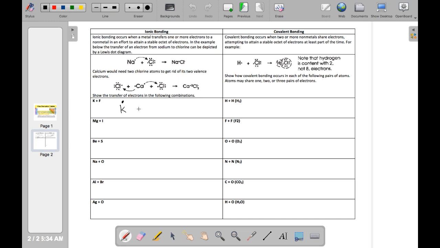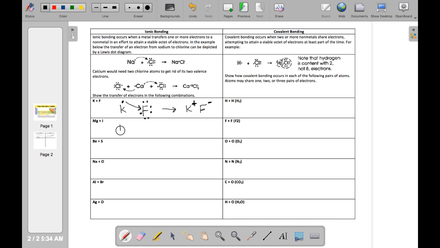Okay, well, we have fluorine, and it's going to have 7. 1, 2, 3, 4, 5, 6, 7. So visually, this makes sense. We can say this 1 electron is going to go here. And then what you're going to end up with over here would be a potassium that is a positively charged cation and a fluoride, which is negative. And this is a 1-to-1 ratio. We have 1 potassium for every 1 fluoride.